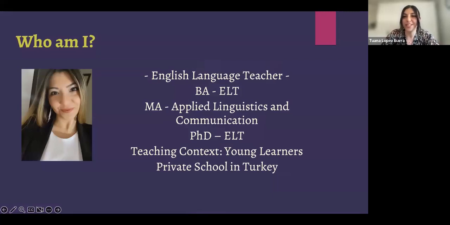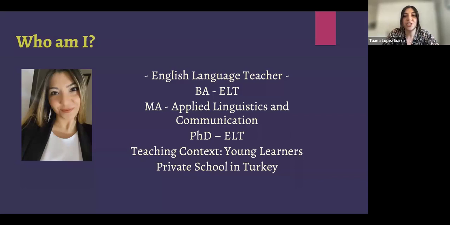I'm an English language teacher. I have a BA degree in ELT, English language teaching, and I hold a master's degree as well in applied linguistics and communication. Currently I'm a PhD student in an ELT department as well. My teaching context is young learners. I teach in a private school in Turkey, and my students are 8 years old. They are in second grade.